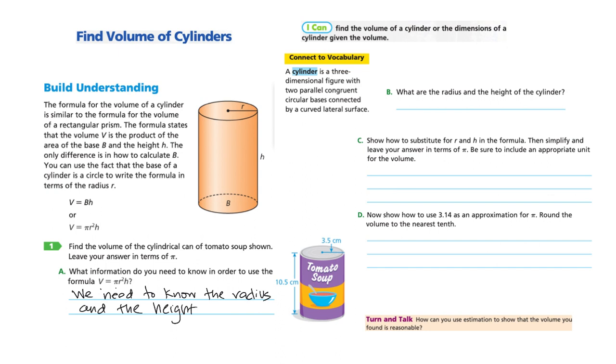B, what are the radius and the height of the cylinder? Well, here they show you the radius here. The radius r equals 3.5. And then they give us the height here, h equals 10.5 centimeters.